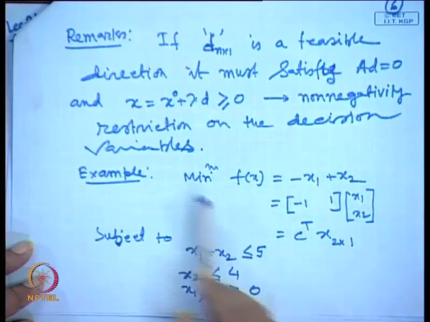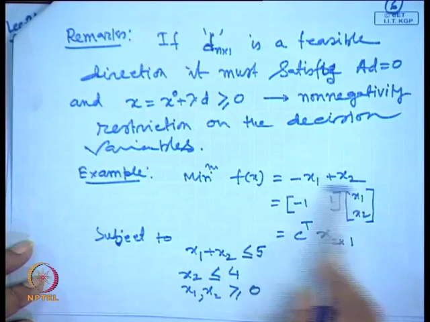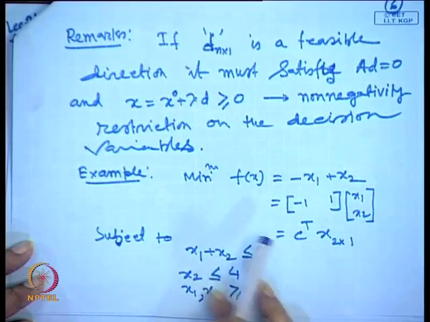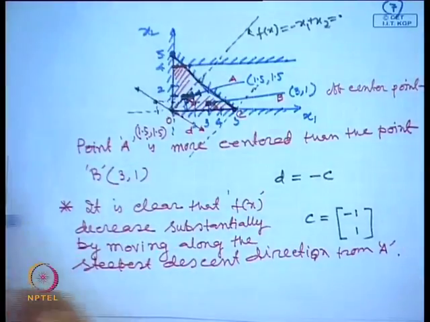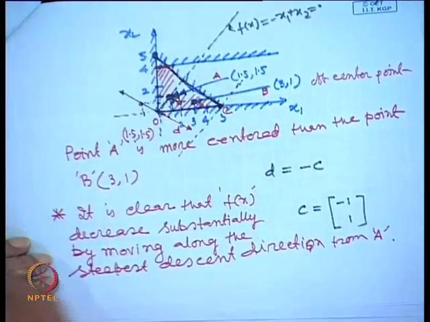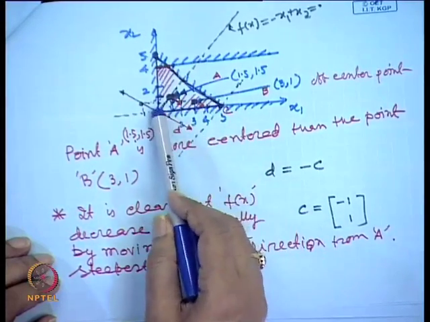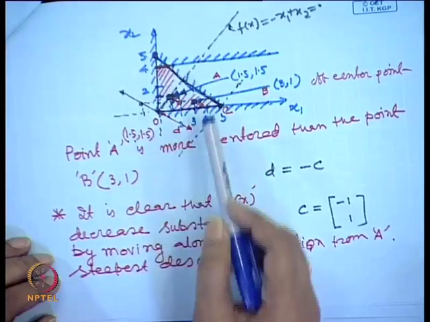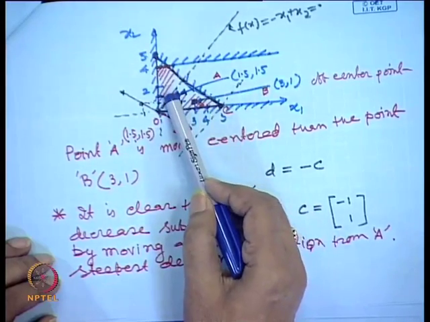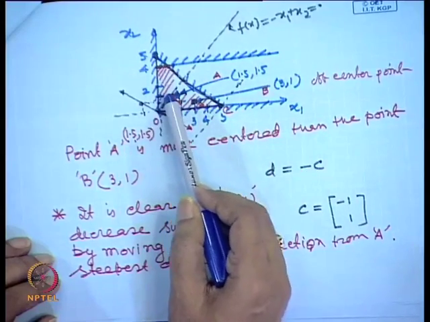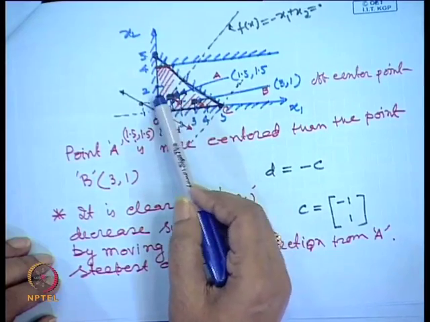If you see this, we have considered a simple example: minimize this function, which is a linear function, subject to equality and inequality constraints. In this case, all are inequality constraints. If you represent that problem graphically, we will see this is the feasible region. We have taken the initial point A, whose coordinates are 1.5 and 1.5, that means it is equidistant from the coordinate axes.